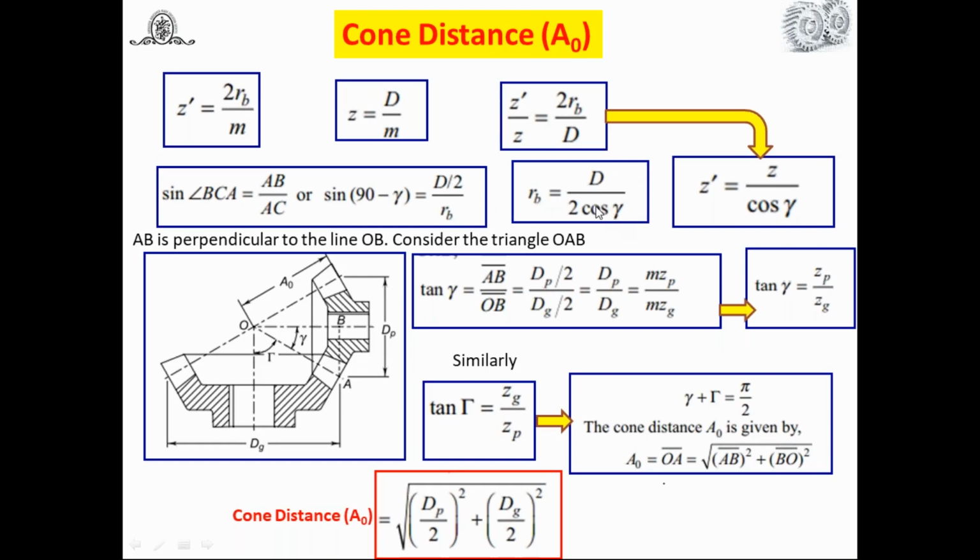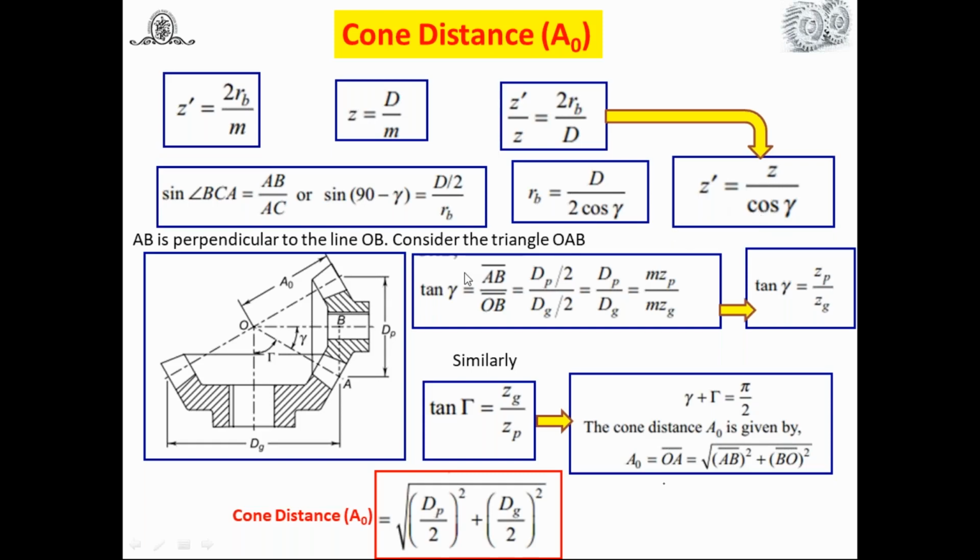So after that, you can substitute this RB here. 2 into D upon 2 cos gamma. The D gets cancelled, 2 gets cancelled. What you will get? Z upon Z dash is equal to 1 upon cos gamma. Therefore, Z dash is equal to Z by cos gamma. After substituting the value of RB in this equation, you get Z dash is equal to Z upon cos gamma. Okay. Now you can remember this equation: Z dash is equal to Z upon cos gamma.